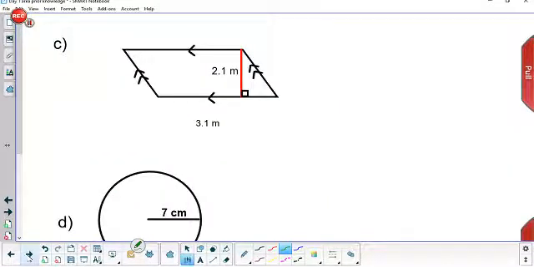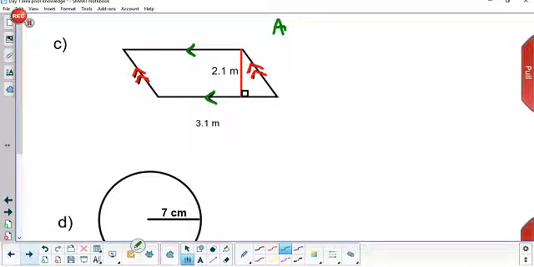This is a parallelogram. Notice that it has two sets of opposite sides that are parallel to each other. That's what these arrows mean. They indicate that the lines are parallel, which means they will never intersect each other.